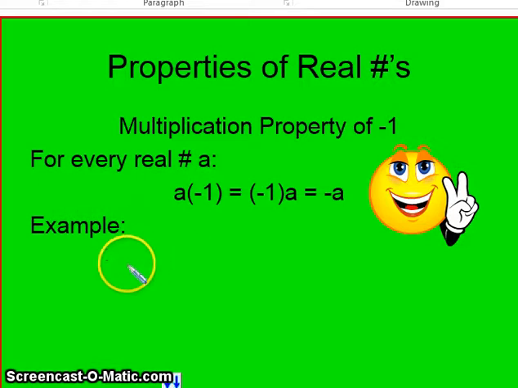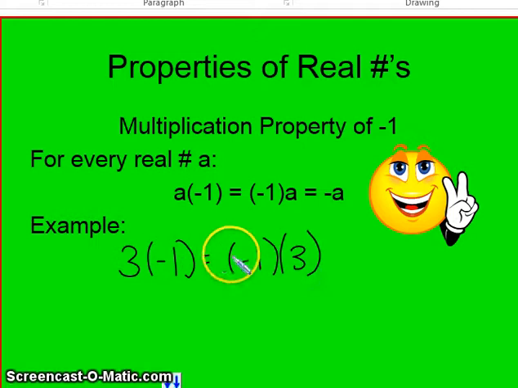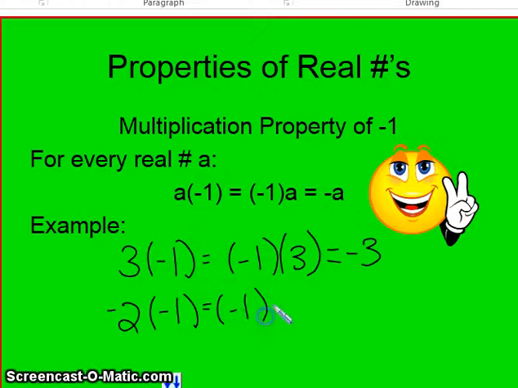For example, if I want to multiply 3 by -1, that's the same as multiplying -1 times 3. And when I multiply -1 times 3, it changes the sign of my original number 3, so it becomes -3. Likewise, when I want to multiply -2 by -1, it's the same as multiplying -1 by -2, and it simply changes the sign of that original number. So it was negative, and when I multiply it by -1, it becomes +2.